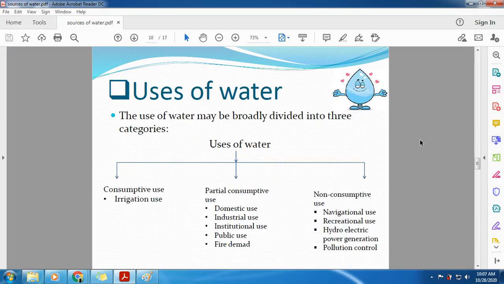Uses of water. One, consumptive use or irrigation use. Domestic use or non-consumptive use. Different terms are used. Partial consumptive, it's consumed. There's actually a term in irrigation where consumptive use is more or less equivalent to the evapotranspiration.